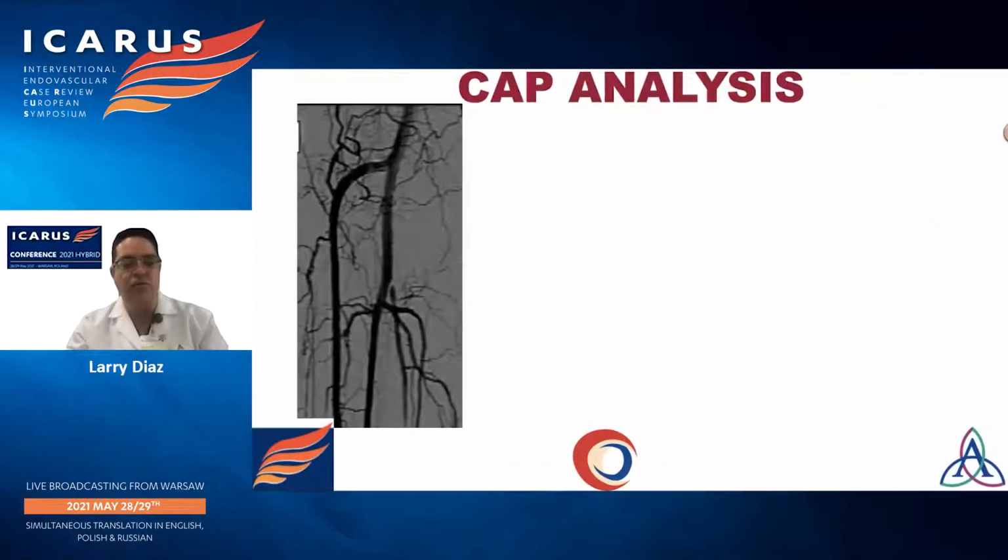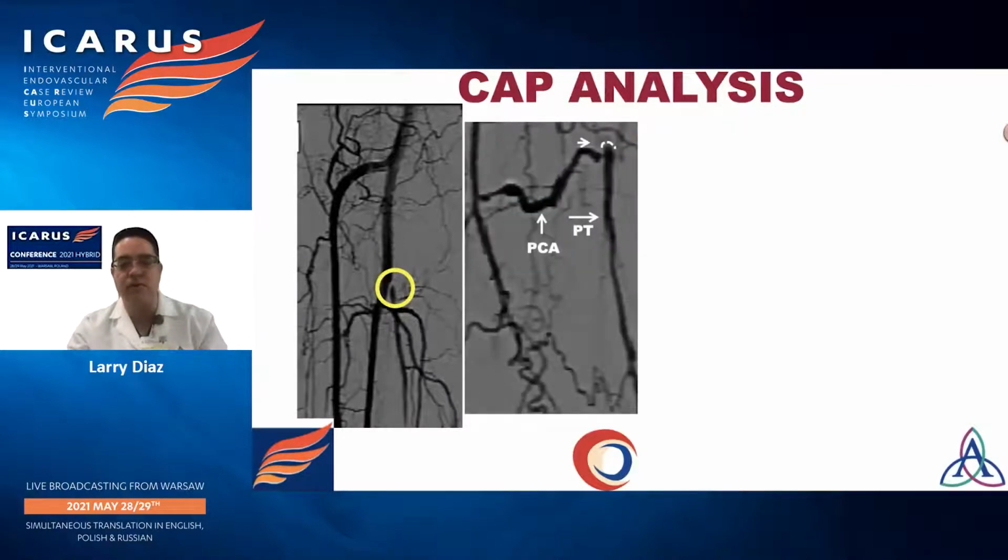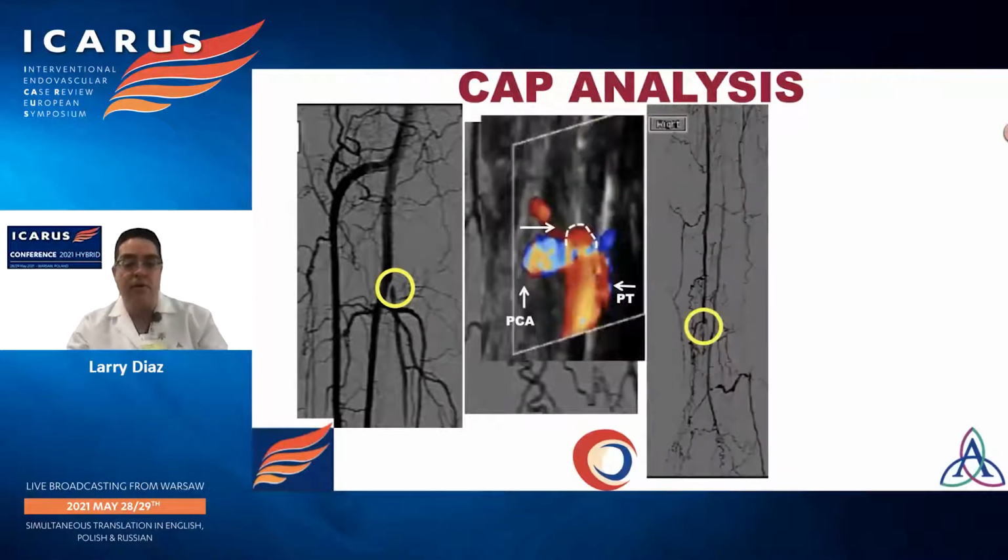When we do the angiogram, we confirm the findings with a subtotal occlusion of the PT proximally with reconstitution distally, as you can see with this retrograde cap. And we confirm with the ultrasound.